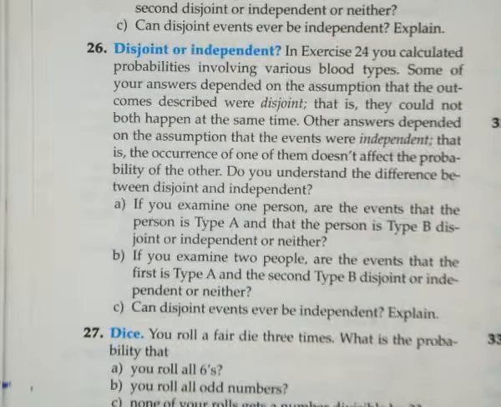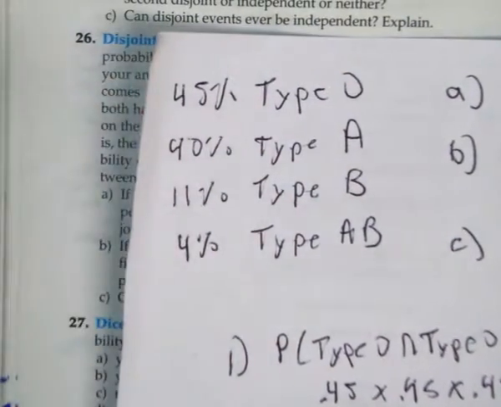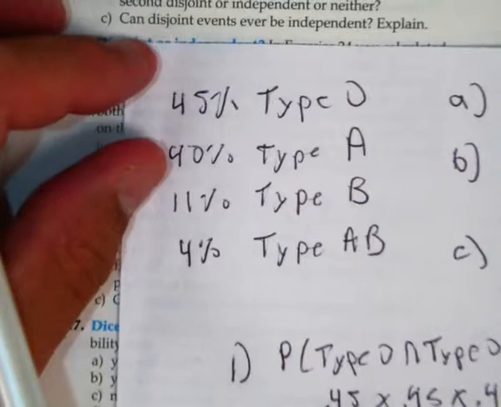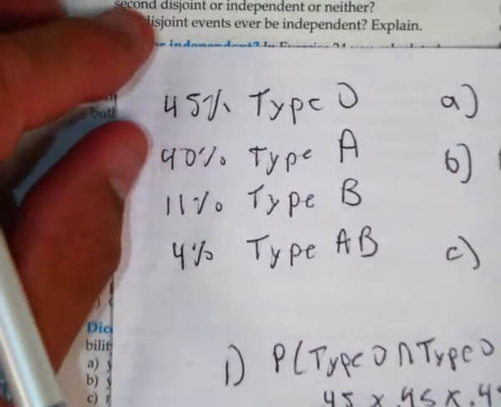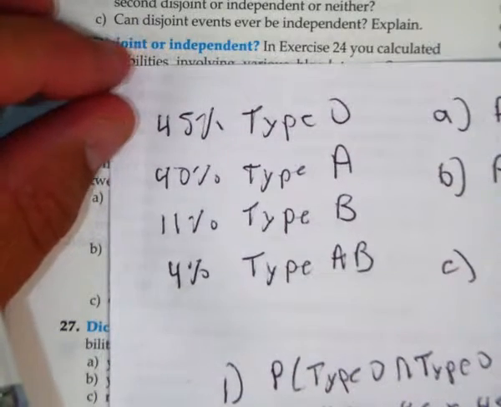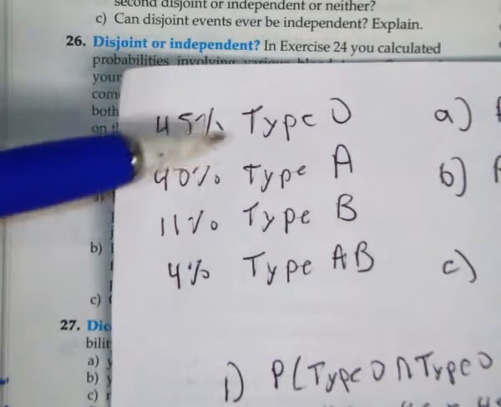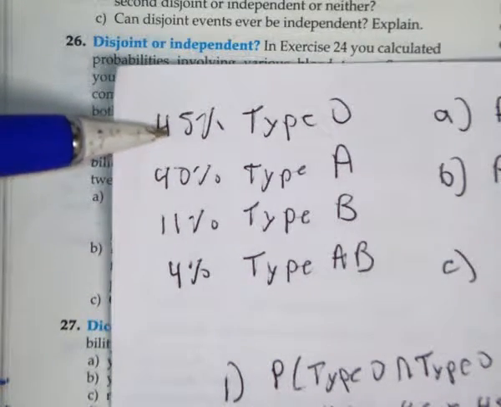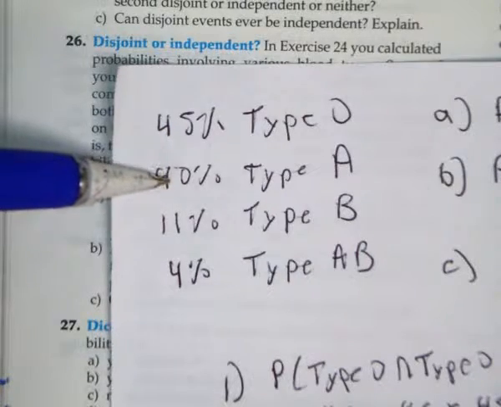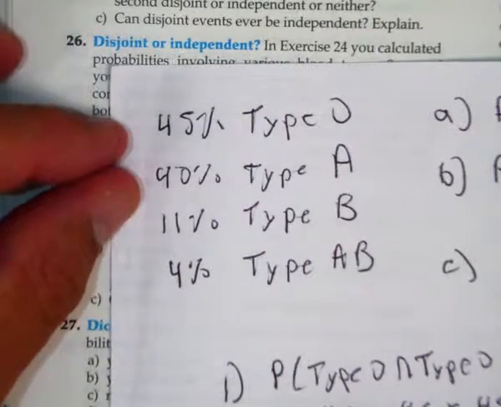Can disjoint events ever be independent? Well, no, they cannot. If you go to the doctor and you say, okay, doctor, I want to know what kind of blood type I am. Well, before you walk into the doctor, these are the probabilities of the different blood types. So you have a 45% probability of being type O, 40% of being type A, 11% of being type B, and 4% of being type AB.